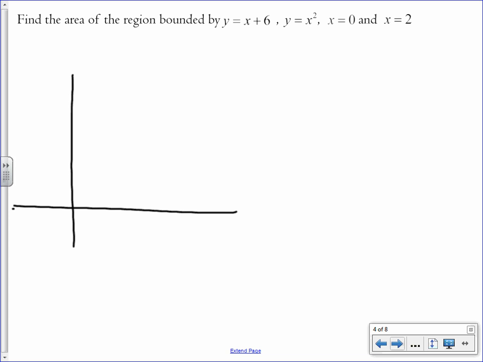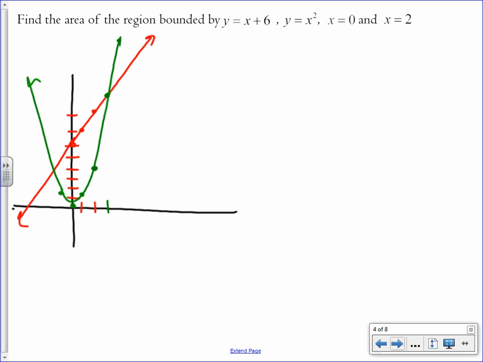Okay, so y equals x plus 6. What does that look like? A line starting at (0, 6), and it's going to have a slope of 1. Y equals x squared: that's just (0, 0), (1, 1), (negative 1, 1), (2, 4), (negative 2, 4), (3, 9), (negative 3, 9). And x equals 0 looks like what? Right on the y-axis, a vertical straight line. And x equals 2.